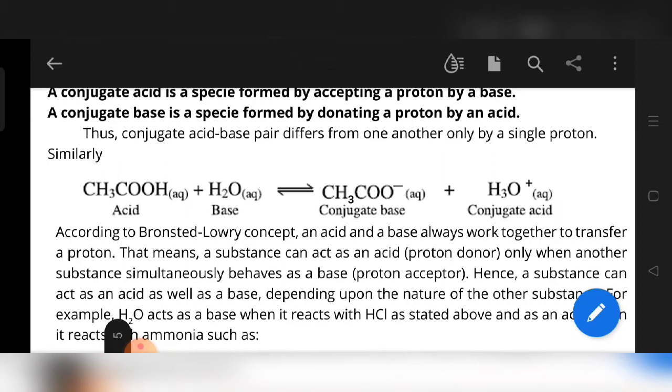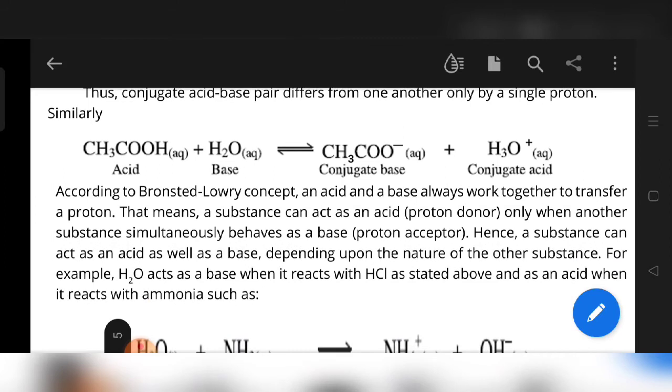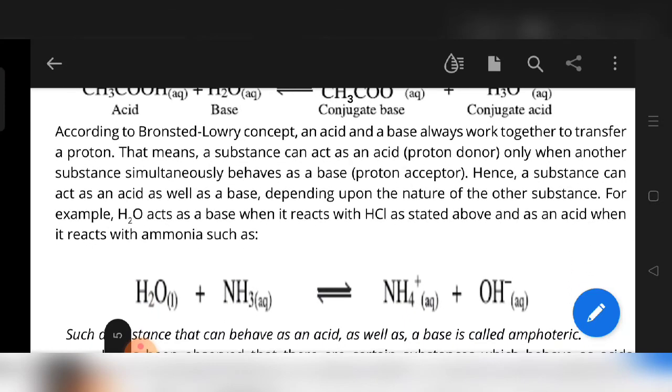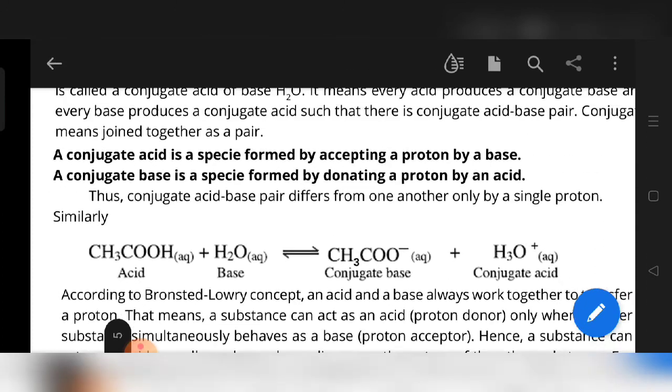According to the Bronsted-Lowry concept, an acid and a base always work together to transfer a proton. That means a substance can act as an acid only when another substance simultaneously behaves as a base, a proton acceptor. Hence, a substance can act as an acid as well as a base depending upon the nature of the other substance. For example, water acts as a base when it reacts with HCl as stated above, and as an acid when it reacts with ammonia, as you can see in the above reaction.